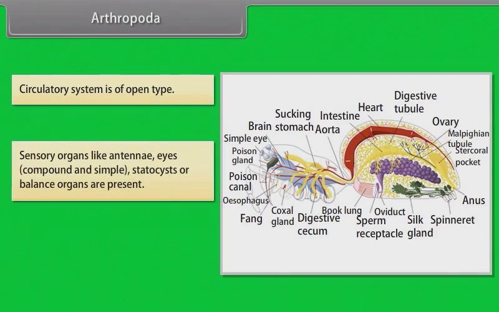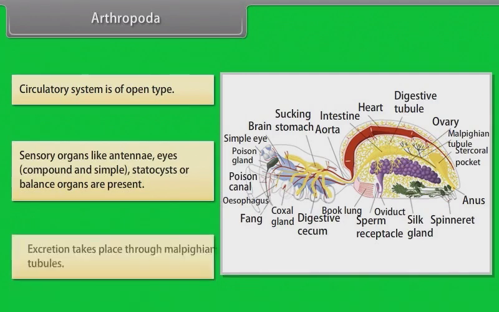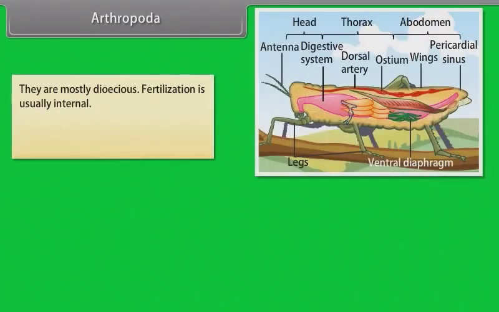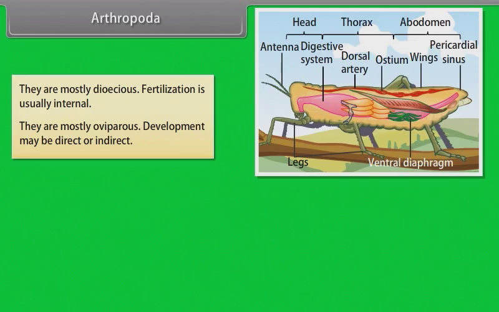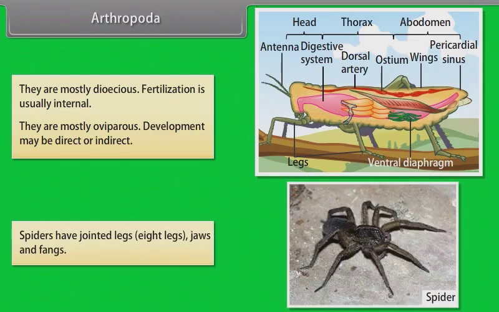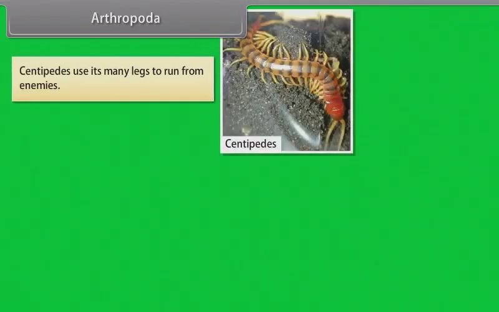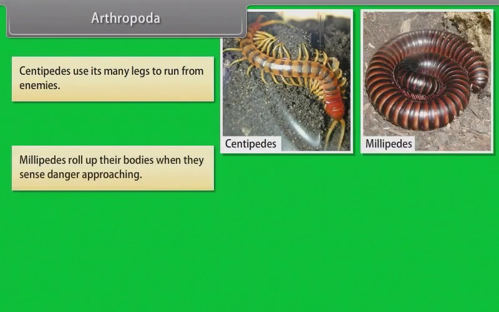Sensory organs like antennae, eyes, that is compound and simple, and statocysts or balance organs are present. Excretion takes place through Malpighian tubules. They are mostly dioecious. Fertilization is usually internal. They are mostly oviparous. Development may be direct or indirect. Spiders have jointed legs, 8 legs, jaws and fangs. Centipedes use their many legs to run from enemies. Millipedes roll up their bodies when they sense danger approaching.